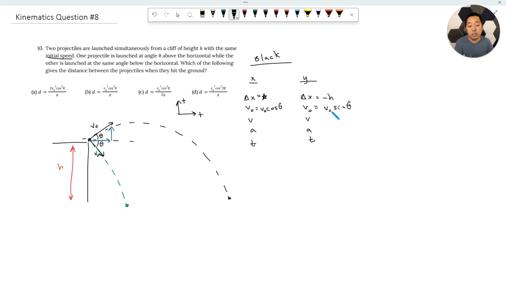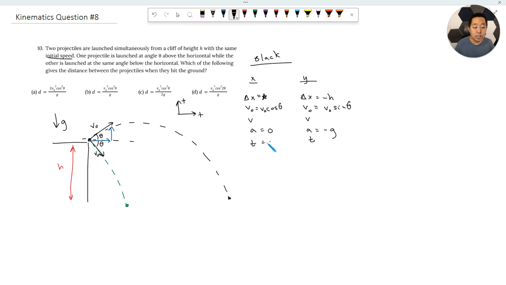Awesome. Final velocity, not stated in the problem. The acceleration we assume to be downward at g. So horizontally it's 0. There's no horizontal component, but there's a vertical component downward at 9.8 meters per second squared. Down is the negative direction, so I will put negative g here.